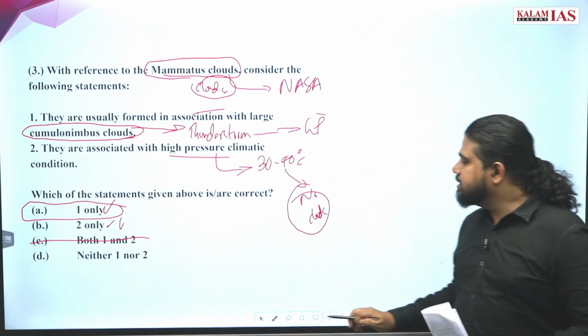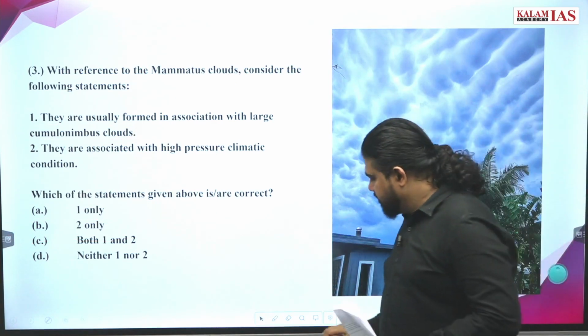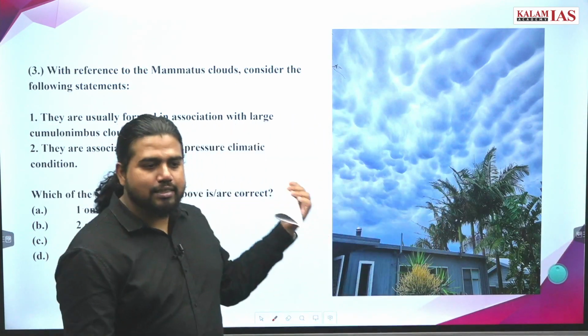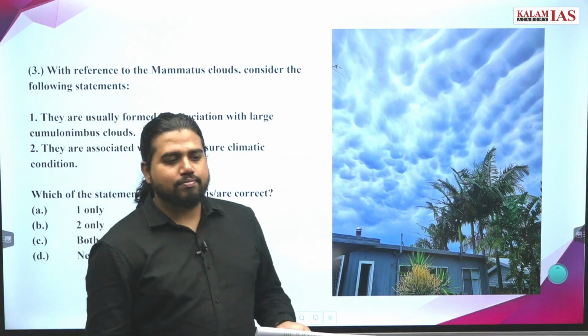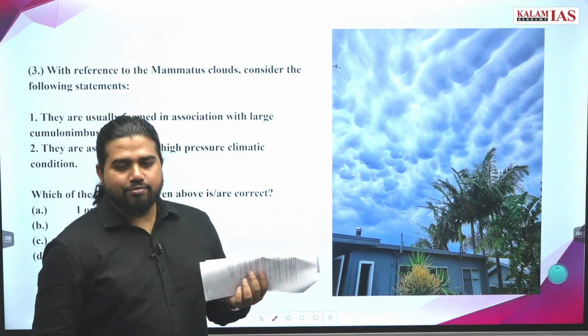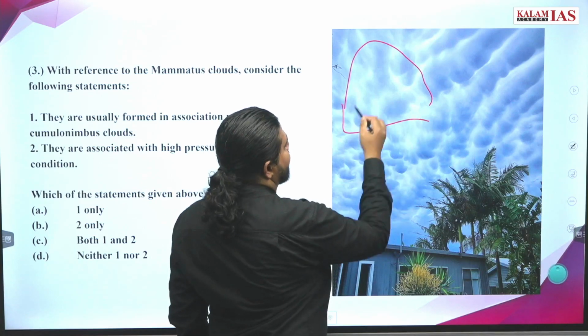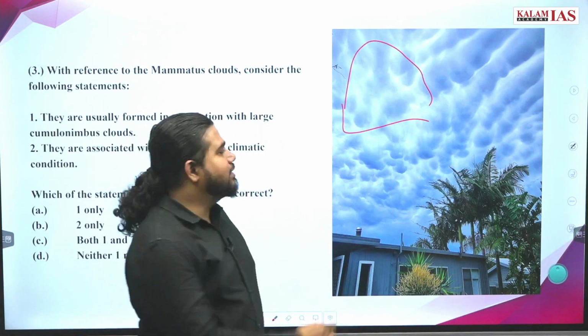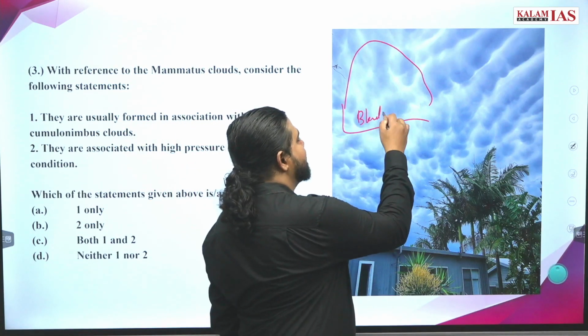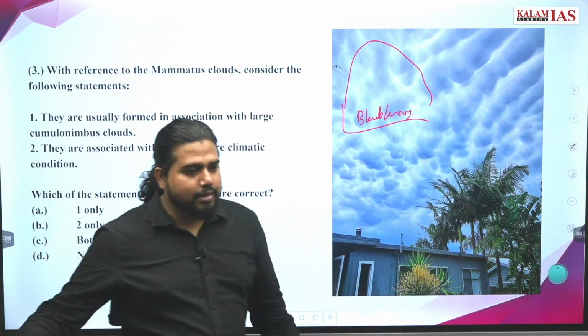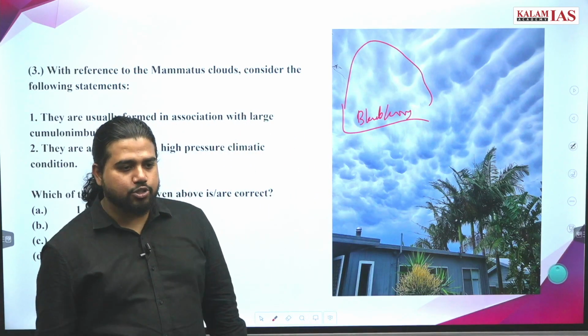Now what exactly are these mammatus clouds? These are like cumulonimbus. What are cumulonimbus clouds? Very high, very big clouds with a dome-like structure. They have a black or gray color and hold so much water vapor that they create thunderstorms.